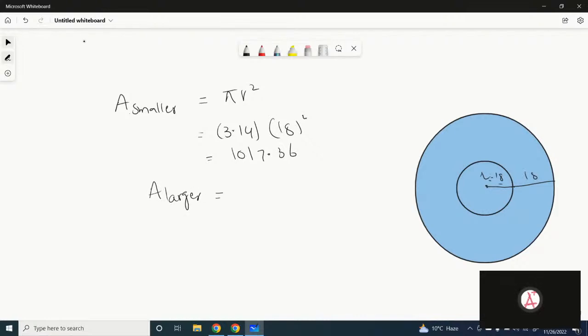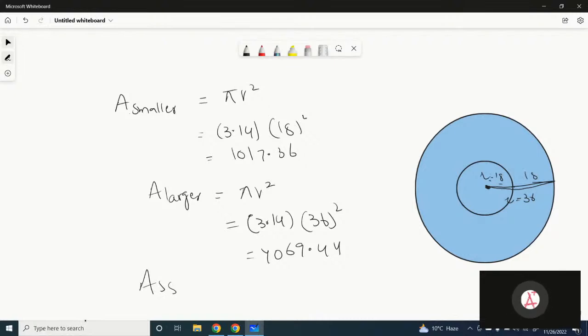So let's suppose this is the larger circle. The radius for the larger circle is from here to here. It would be 18 plus 18 equals 36. So the radius of the larger circle is 36. Replace the variables with the value. It would be 36 square, so 36 square is 1296, and 1296 multiplied by 3.14 is 4069.44.